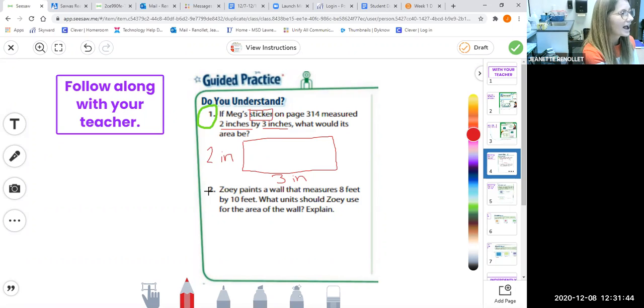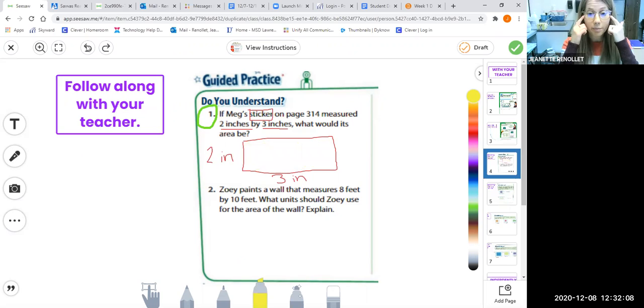Our question asks us, what would the area be? I know that the area is the space inside the shape. So how much space is in there? What's the area? We're going to find that out.